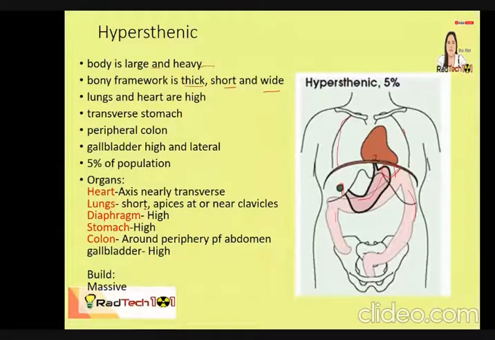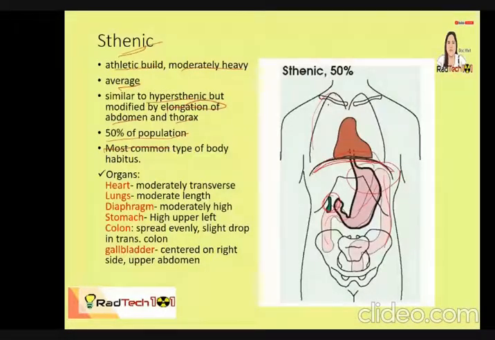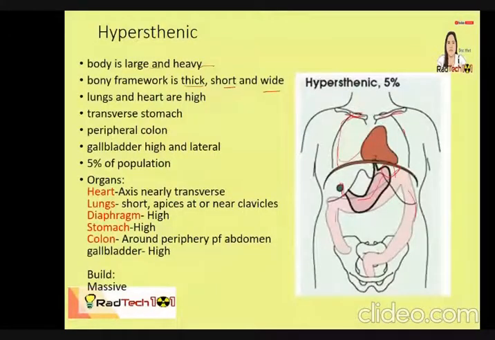Lungs, kanina mahaba yung lungs, lengthy yung lungs ng sthenic. Ito short lang. Apices, yung apex ng kanyang lungs, sa taas, are near the clavicles. Ito, malapit sa clavicle. As you can see kanina, dito, mas mataas siya sa clavicles. Saka medyo mahaba yung lungs. Dito, sa hypersthenic, short lang. Stomach is high, colon. So, sa periphery, gallbladder is high. So, the build is massive. So, ito yung mga matataba.